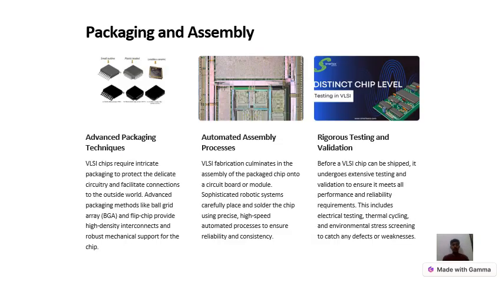Packaging and assembly. Advanced packaging techniques. VLSI chips require intricate packaging to protect the delicate circuitry and facilitate connections to the outside world. Advanced packaging methods like ball grid array and flip chip provide high density interconnects and robust mechanical support for the chip. Automated assembly process. VLSI fabrication culminates in the assembly of the packaged chip onto a circuit board or module. Sophisticated robotic systems carefully place and solder the chip using precise high-speed automated processes to ensure reliability and consistency.